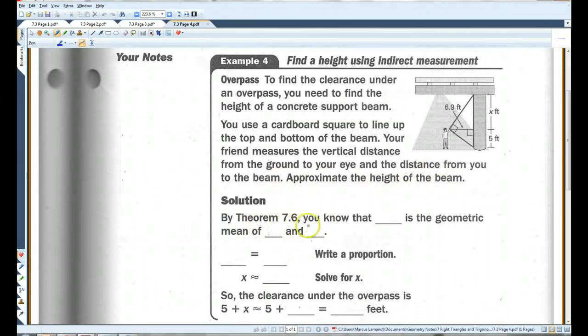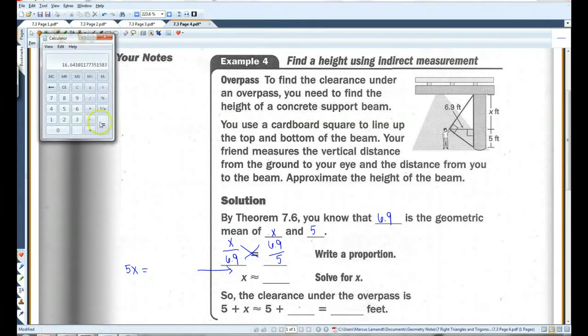Okay, by theorem 7.6, you know that 6.9, the altitude of the given triangle, is the geometric mean of x and 5. Okay, now remember, the altitude divides the hypotenuse into 2 segments, and the altitude is the geometric mean of those 2 segments. So 6.9 is the geometric mean of this and this. Okay, so x over 6.9 equals 6.9 over 5. They didn't really give an in-between step. Let's cross multiply. We've got 5x equals 6.9 times 6.9.